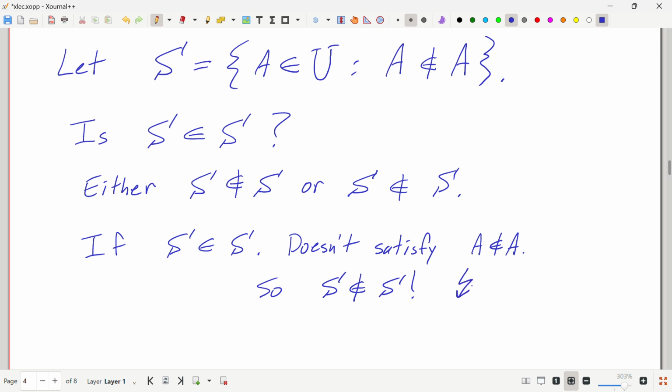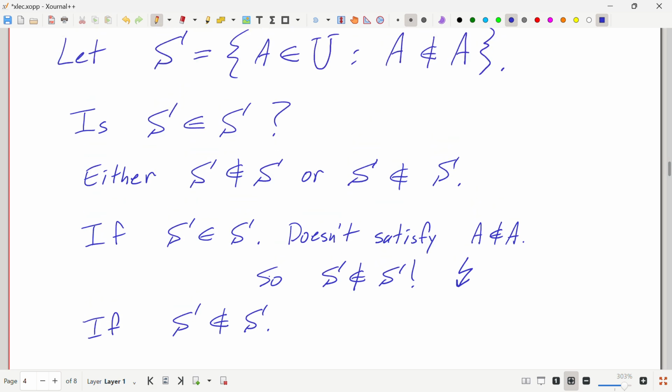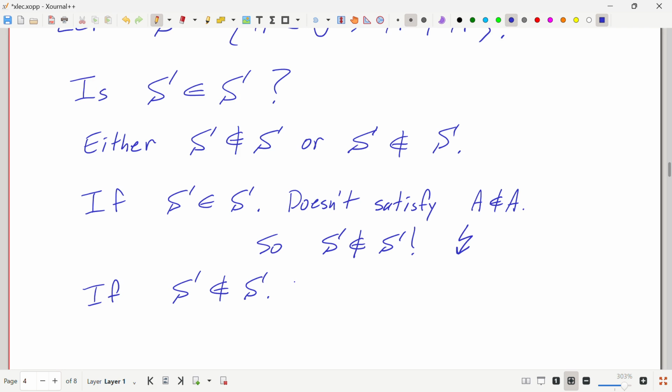This is a tongue twister when you think about it. And if S is not in itself, then it satisfies that condition, and so it has to be in itself. So S is in S. Contradiction. So either way, I get a contradiction.